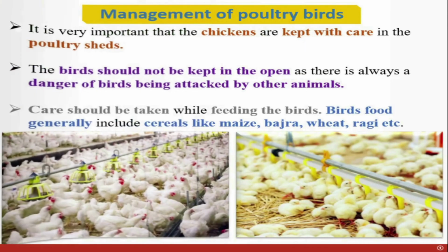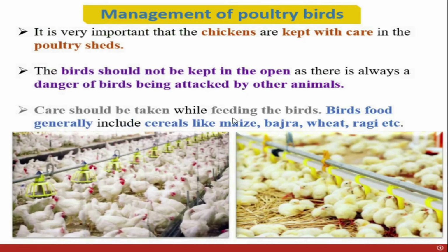Next one, management of poultry birds. How can we maintain this? We are going to make a poultry farm, and we have to follow this. It's very important that the chickens are kept with care in poultry sheds. The birds should not be kept in open places. It's very dangerous, as there is always a danger of birds being attacked by other animals, maybe predators. So we have to give more care and maintain a proper shed.